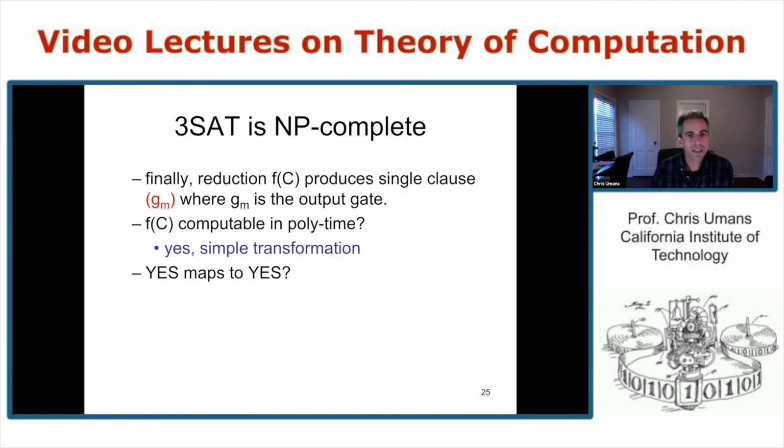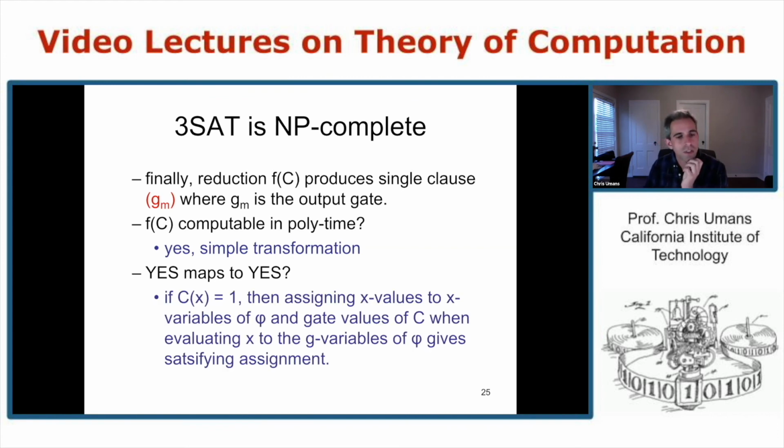Does yes map to yes? So if I have a yes instance of circuit set, did I produce a yes instance of 3-set? Let's check. So if it was a yes instance of circuit set, that means that there is some setting to the x variables that causes the circuit to output 1, which is a satisfying assignment. And then I claim, well, if you just go through and assign those x values to the x variables, the ones for a satisfying assignment of the formula that we've built up, and the gate values of C when evaluating x to the G variables of the formula that we built up, then that gives a satisfying assignment, right?